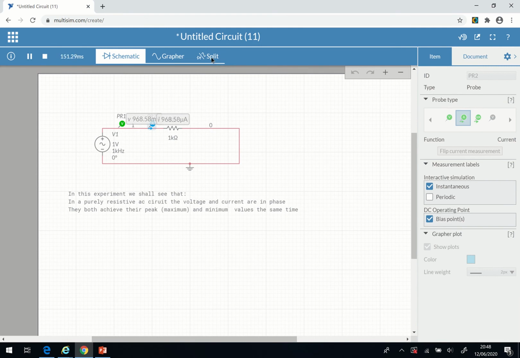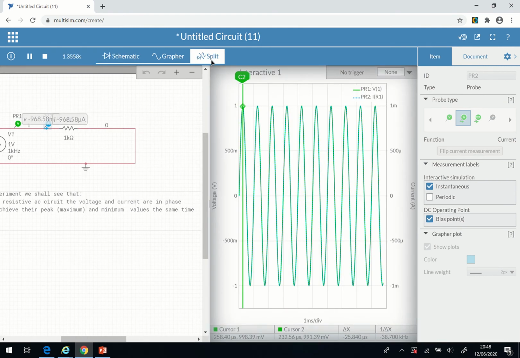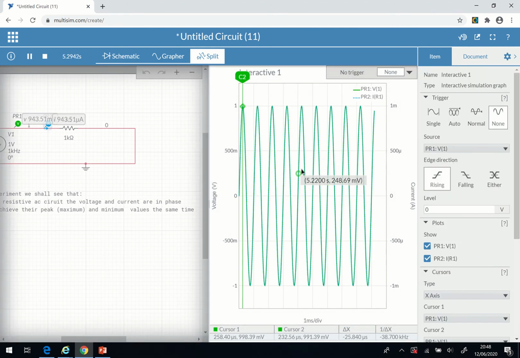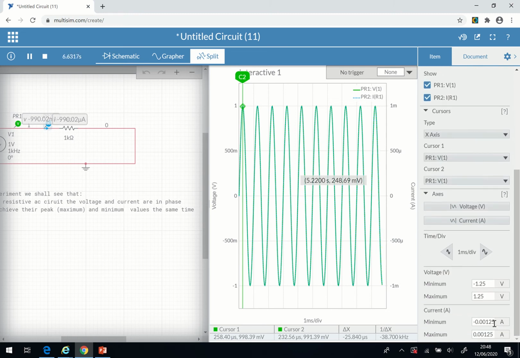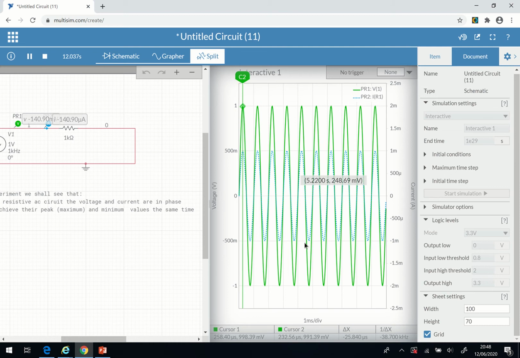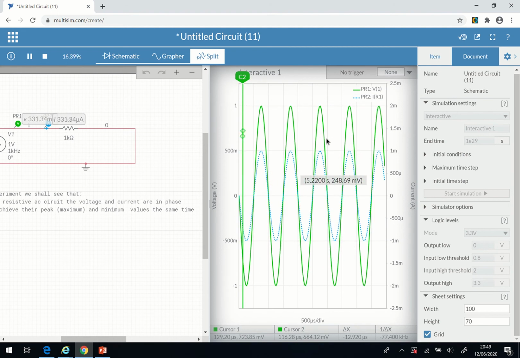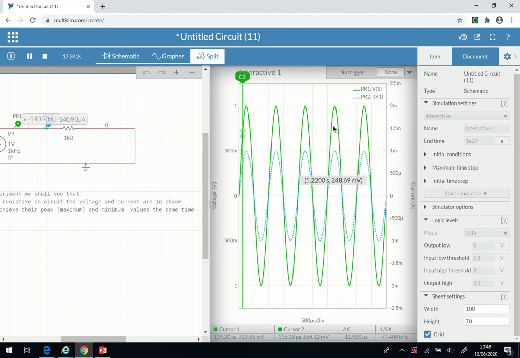What I want us to do is to quickly click on this here. Now we can't really see the difference between the current and the voltage, so I'm going to click inside the graph and change the values of the current. Here I will make it 0.002, and this side I'll make it 0.02, so that at least I can see the difference. The probe for the current is the blue dotted line, and the probe for the voltage is the green dotted line.